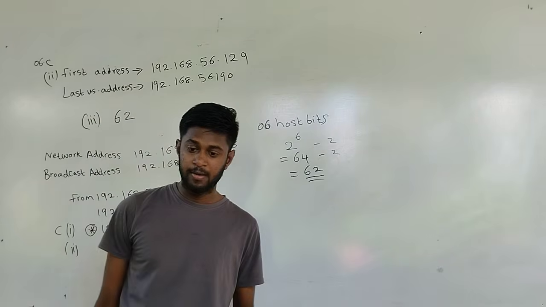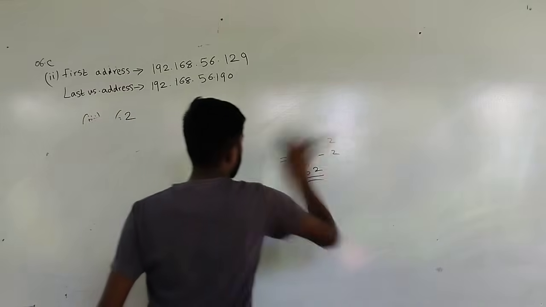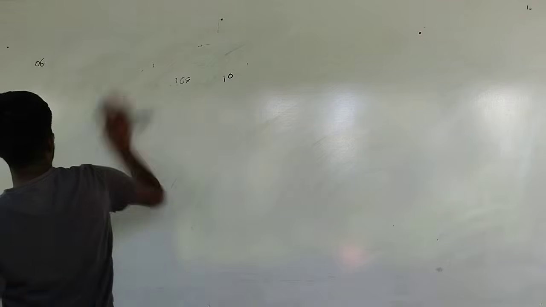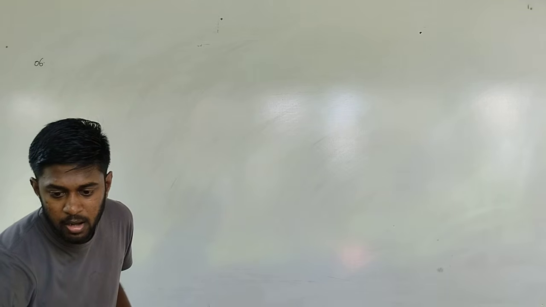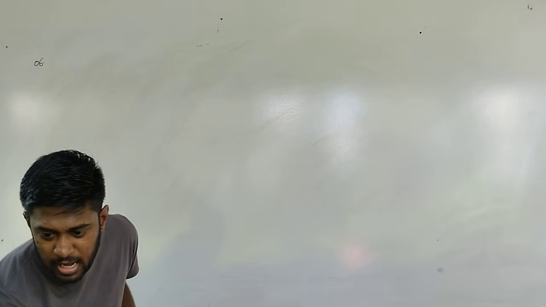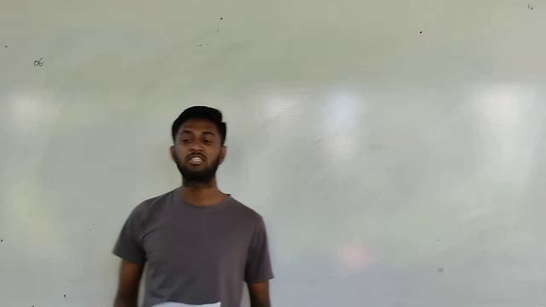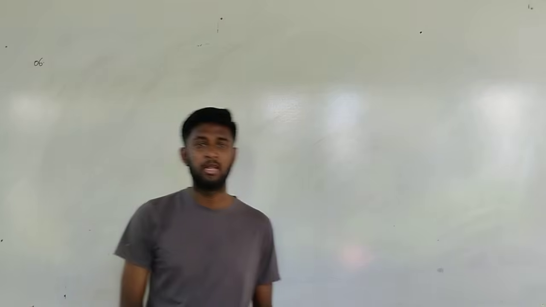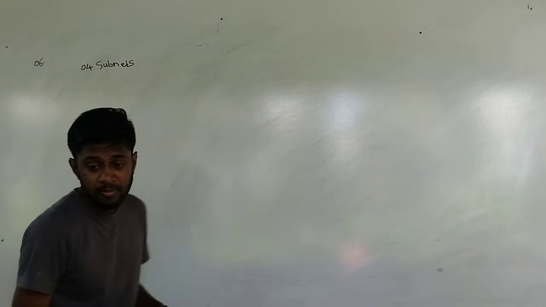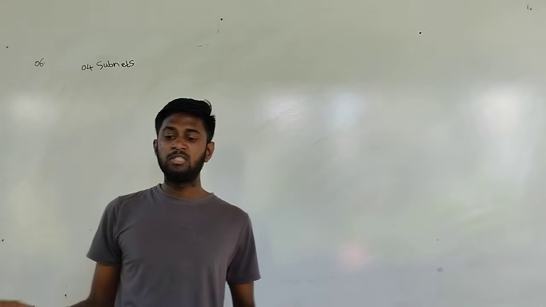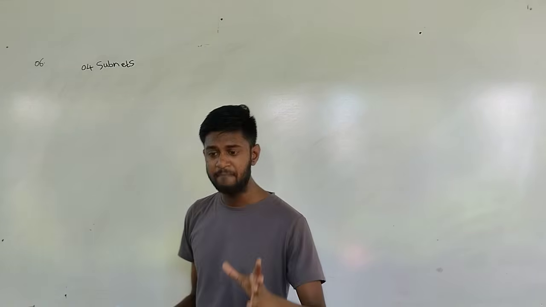Now let us move to the next question. Let me erase this stuff. Next question, D. Suppose an internet service provider, the ISP, owns the 192.168.56.32/26 IP address block. Assume that the provider wants to create 4 subnets. Keep in your mind, 4 subnets. Name the subnets A, B, C and D from this address block, with each subnet having the same number of IP addresses.